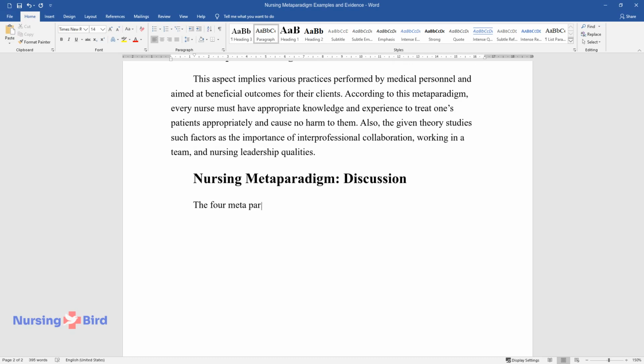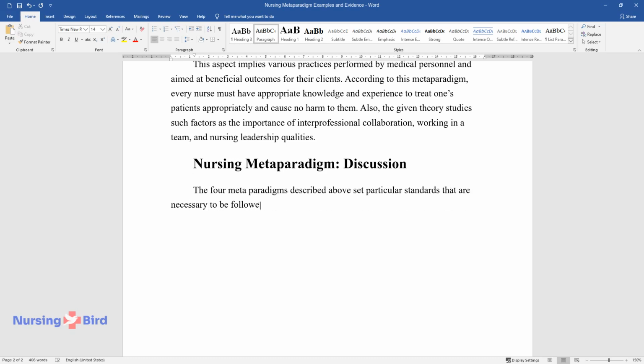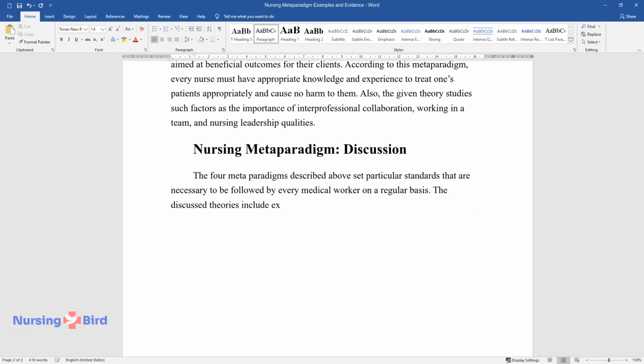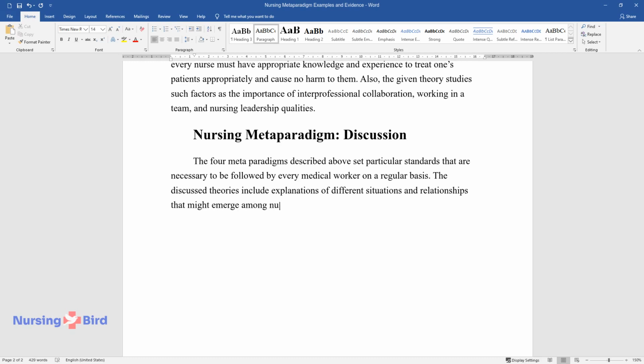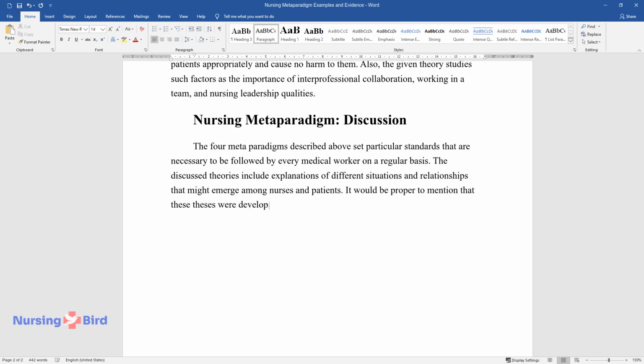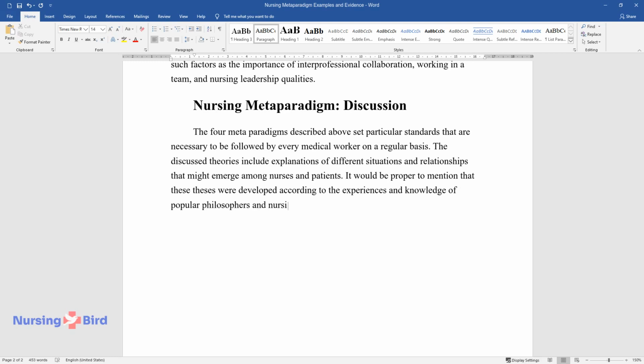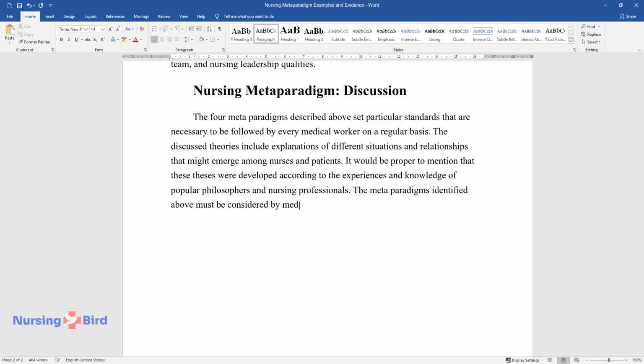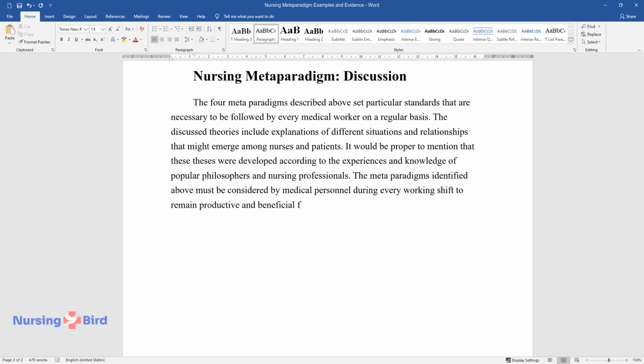Nursing metaparadigm discussion. The 4 metaparadigms described above set particular standards that are necessary to be followed by every medical worker on a regular basis. The discussed theories include explanations of different situations and relationships that might emerge among nurses and patients. It would be proper to mention that these theses were developed according to the experiences and knowledge of popular philosophers and nursing professionals. The metaparadigms identified above must be considered by medical personnel during every working shift to remain productive and beneficial for patients' well-being.